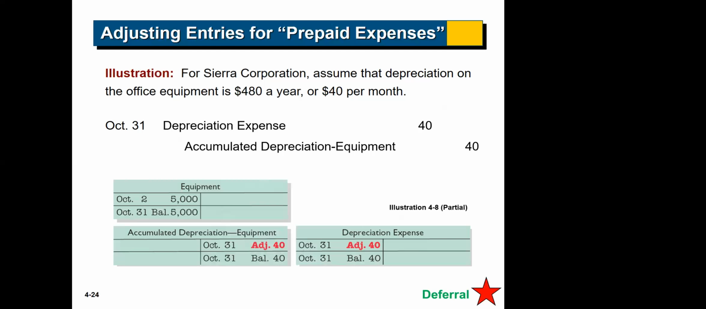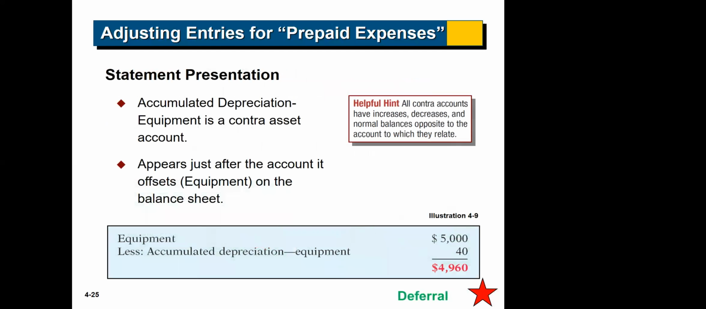And accumulated depreciation is a contra asset. So what that means is it subtracts from the asset. So when you look on the financial statement and it shows equipment, $12,000, right below it will be accumulated depreciation equipment, $1,000. So now your book value of that asset is $12,000 minus $1,000. That's the book value. Okay. So this is how it would look, showing equipment, $5,000 less accumulated depreciation, $40. So the book value is $4,960.